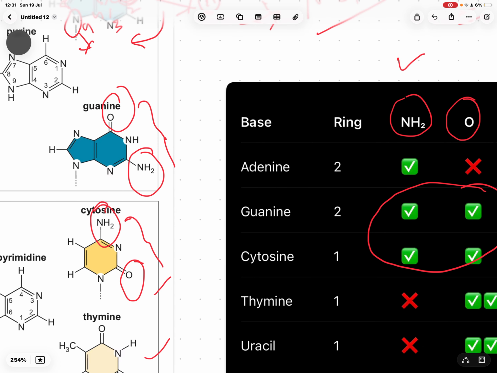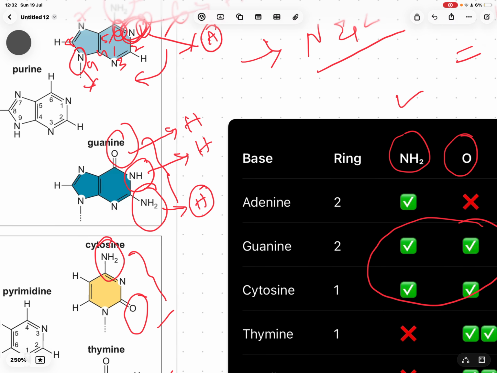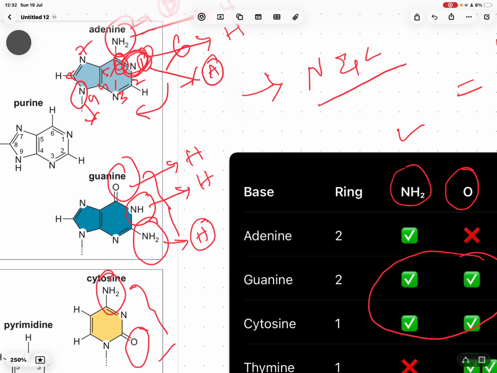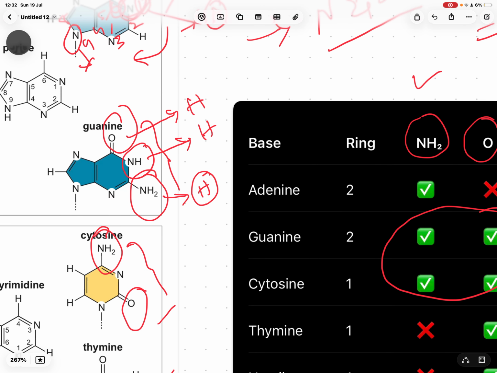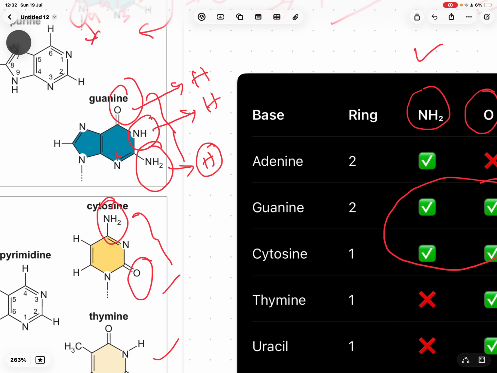Okay, in guanine also, we can see here we have an oxygen group. This oxygen group participates in the formation of a hydrogen bond, and also this amino group participates, and also this NH participates in the formation of hydrogen bonds. That's why guanine forms 3 hydrogen bonds, whereas adenine forms only 2 hydrogen bonds.